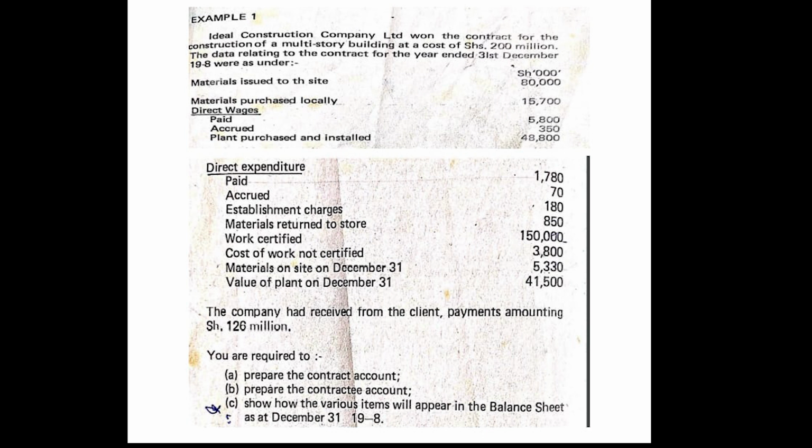Now, the question is talking about Ideal Construction Company Limited. Ideal Construction Company Limited won the contract for the construction of a multi-story building at a cost of 200 million. The data relating to the contract for the year ended 31st December that year are given as below.